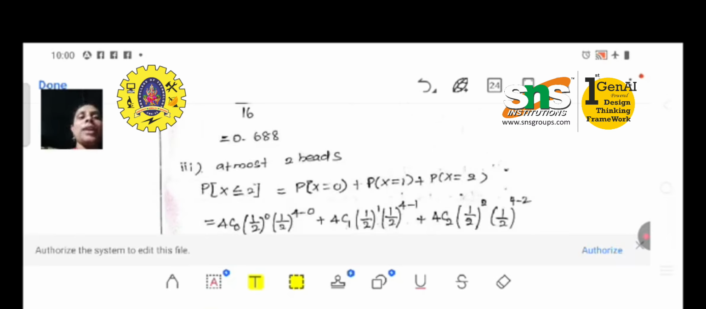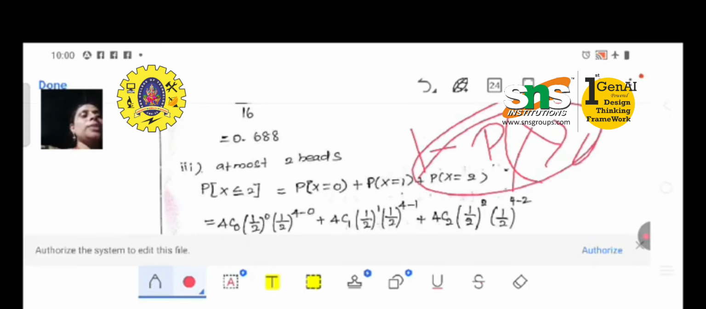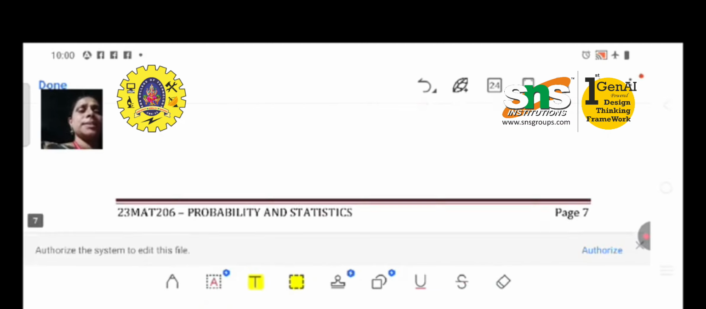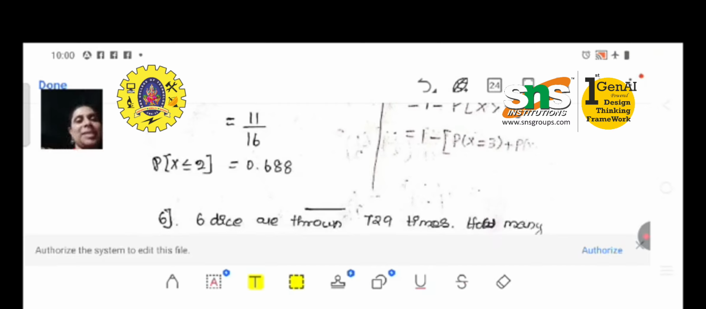That value is 0.688. Then we want to find at most 2 heads, so we use P(x less than or equal to 2). x less than or equal to 2 is nothing but 1 minus P(x greater than 2). We know the value, so we substitute it. The answer is the same, 11 divided by 16, that is 0.6888. Okay, so thank you.